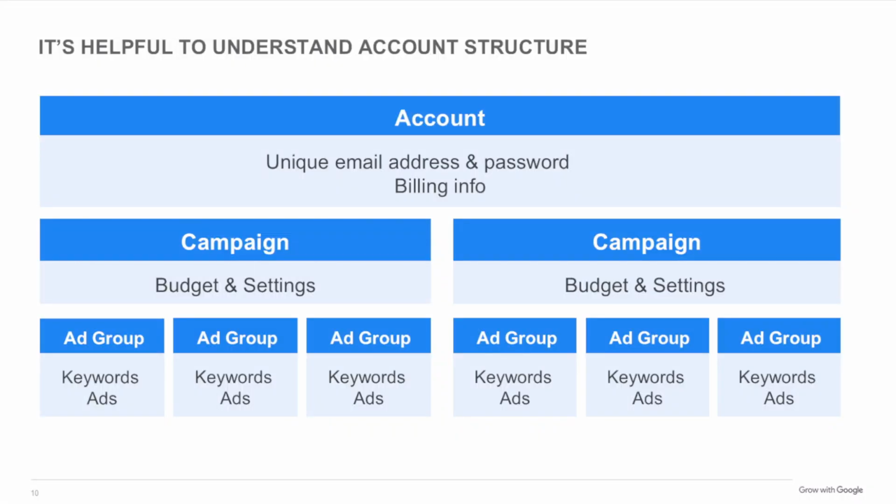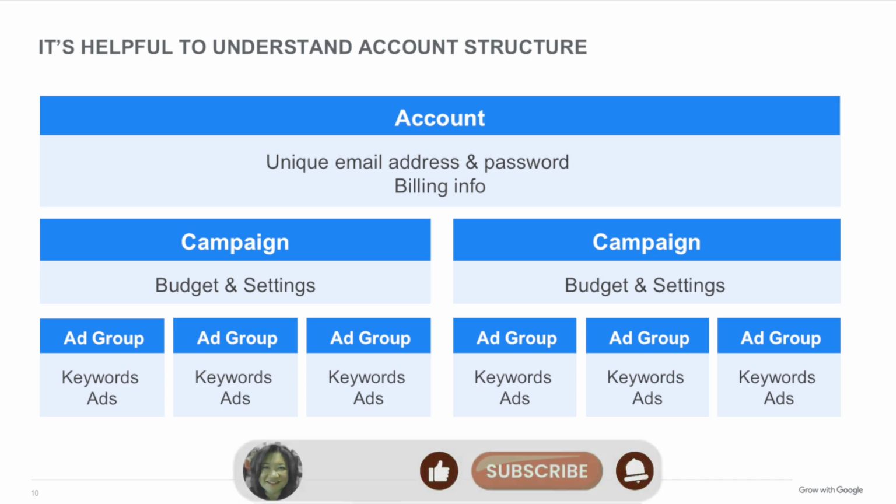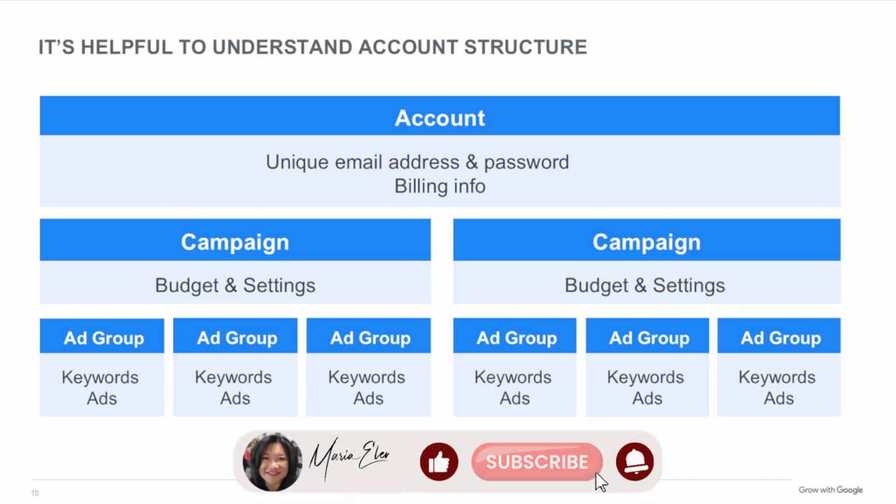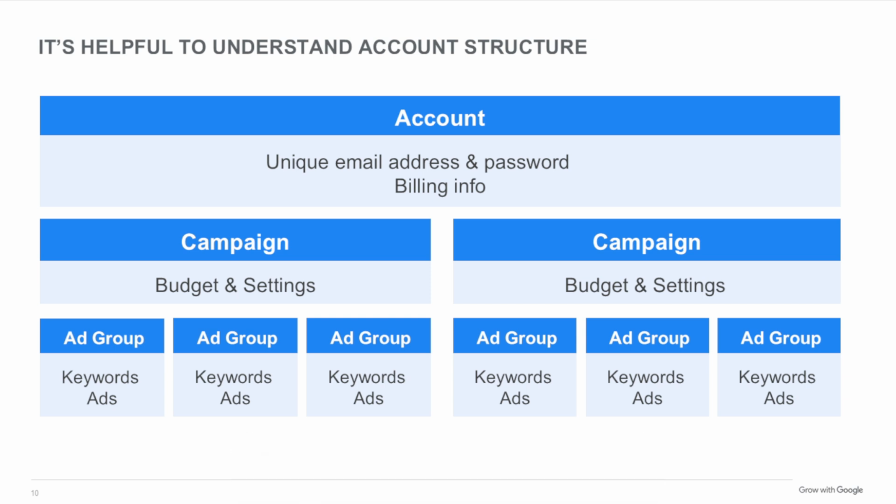Now, to understand ad structure is really where we need to start. It'll help us in making better decisions as we go through the ad process. We need to know what an ad account is. So that's your email address that you have and your unique billing information as well as your password. So that is associated with your Google account. If you have a Gmail account, you have a Google account. When we do campaigns, those each have a budget and separate settings.